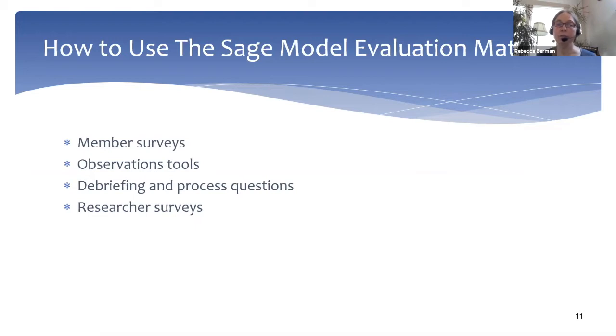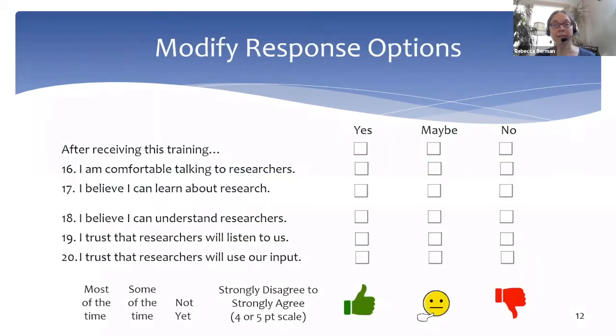Member surveys include an initial evaluation survey, which can capture baseline attitudes or perceptions, an interim evaluation survey, which can be especially used for quality improvement, and a follow-up evaluation survey that can capture those same attitudes and changes in those attitudes and perceptions. There are a couple of observation templates. There are a lot of different sample questions you can use for debriefing meetings with different stakeholders, and there are researcher surveys. Next slide, please.